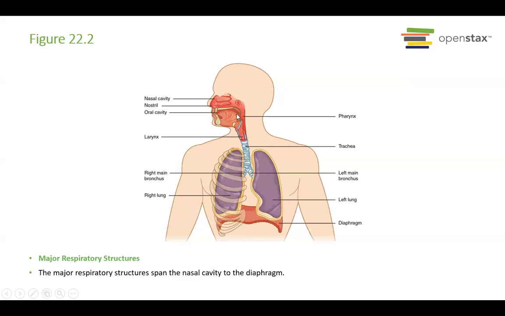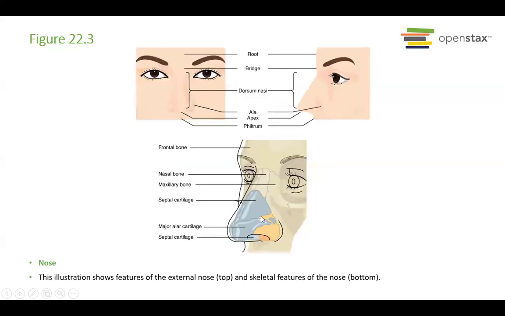So the first one is the nasopharynx, next to the nose. Then next to the oral cavity, you have the oropharynx. Then below that, you have the laryngopharynx. Then you have your larynx, that's the voice box. Then you have the trachea, and the trachea is divided into the left main bronchus and the right main bronchus. And then you have the right lung. So the major respiratory structures span the nasal cavity to the diaphragm.